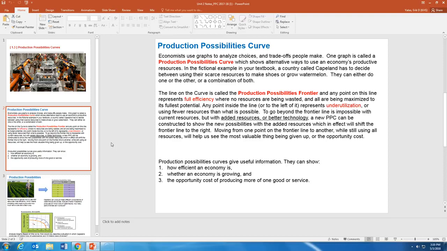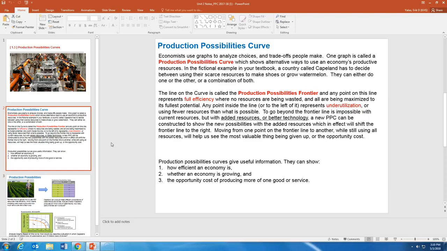Anything to the left of it will represent what we call underutilization, where we're using fewer resources than what's possible. And the only way that you could truly go beyond the frontier line is to either increase your current resources: more land, better labor, more labor, and then better capital, better machinery, for instance, better technology. When you add those things, well, then the current frontier line would no longer be a valid picture. You'd basically be drawing a new frontier that would show a shift to the right or an increase in what's possible. But it's only when you add those resources.